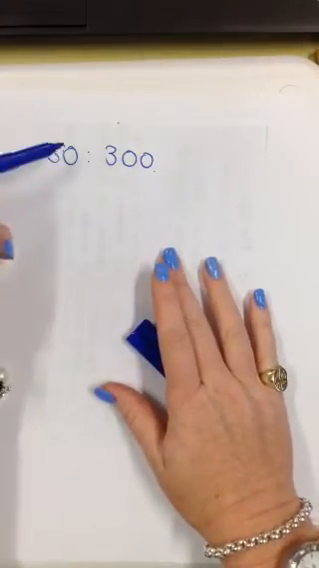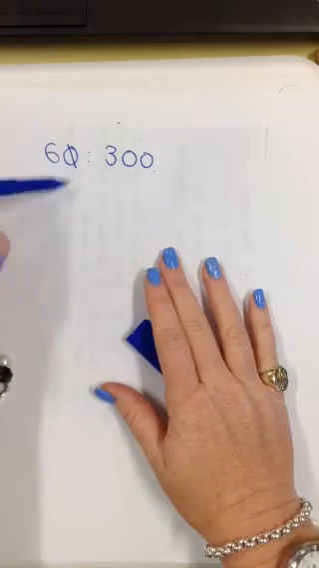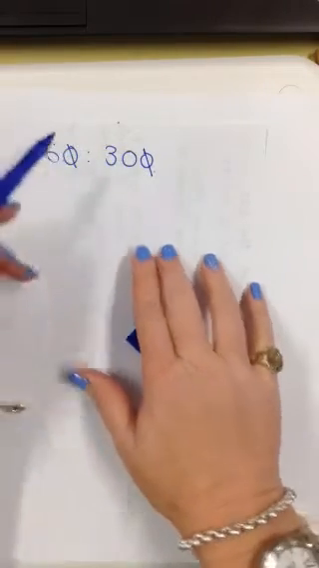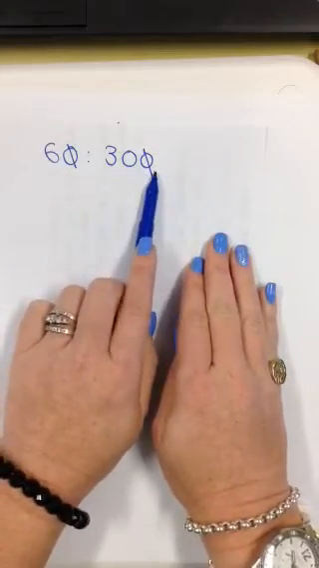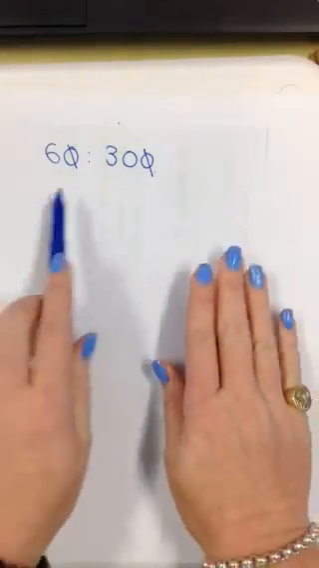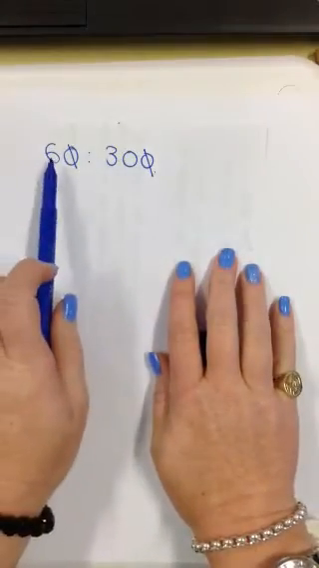First thing I would do if I looked at this one is I would say, well, I'm going to take a 0 off there and a 0 off there. So remember, if I take 1 off on this side, I have to take 1 off on that side. I can't take 2 off. It has to be exactly the same. So I've taken 1 off and 1 off, so now I'm left with 60 and 30.